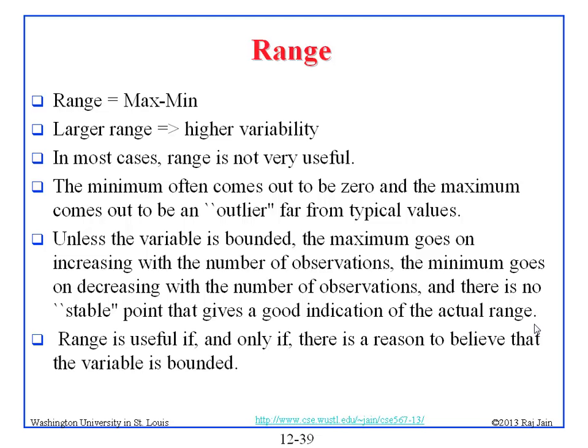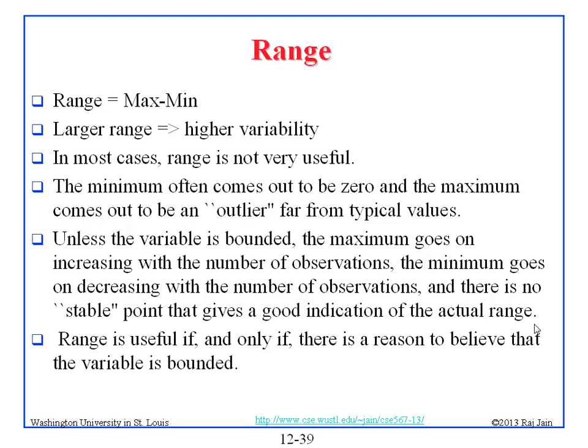Right? And so while this is very easy to understand, and they don't need a statistical background to understand the range, at the same time, you are losing some information. You are not really telling them that most of the numbers are here. You are just telling them outliers. So range is not very useful. The minimum comes out to be 0 and the maximum comes out to be very high. And unless the variables are bounded, the maximum goes on increasing. So if you had a normal distribution and you took 2 million samples, you will say, well, it goes from minus infinity to plus infinity. It doesn't really give you any indication.